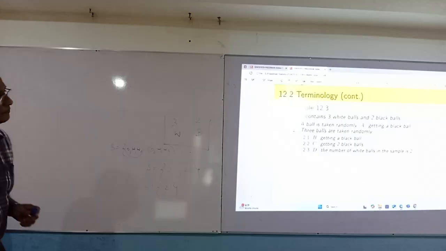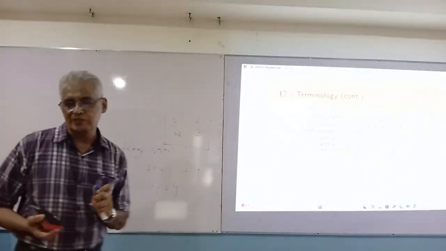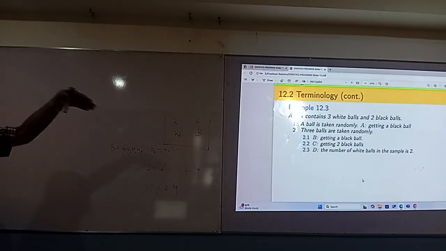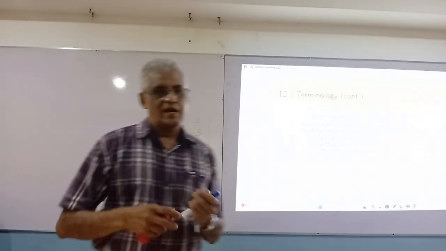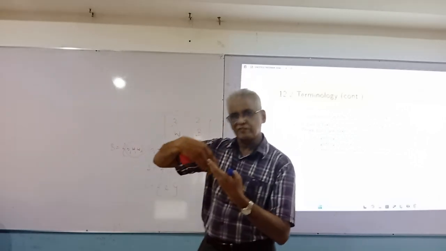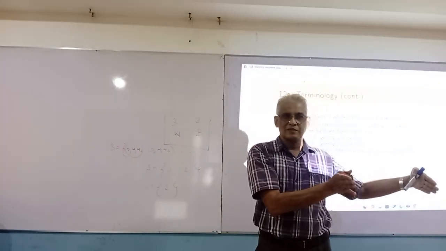So you can see that there is no particular unique way of writing down the sample space. Right? You have to first of all look at what is the event of interest. Right? And you should be able to write down that event as a subset of some sample space.